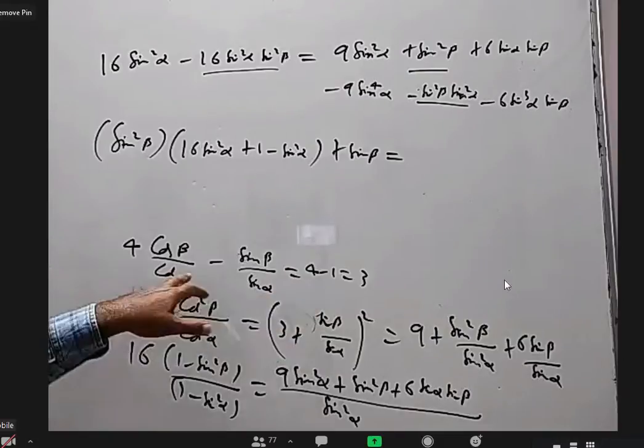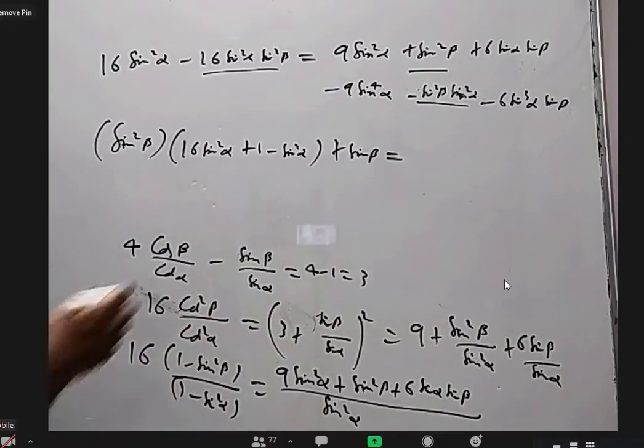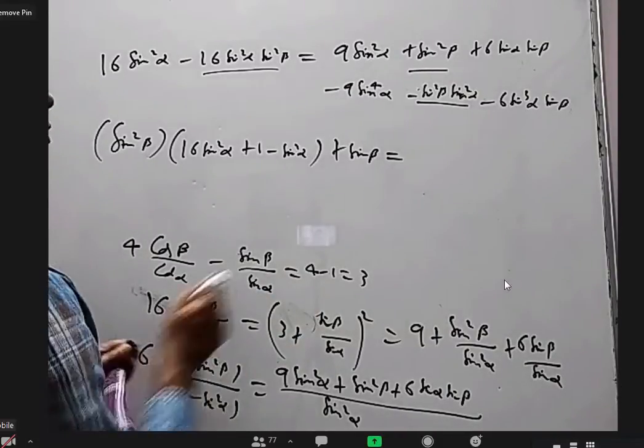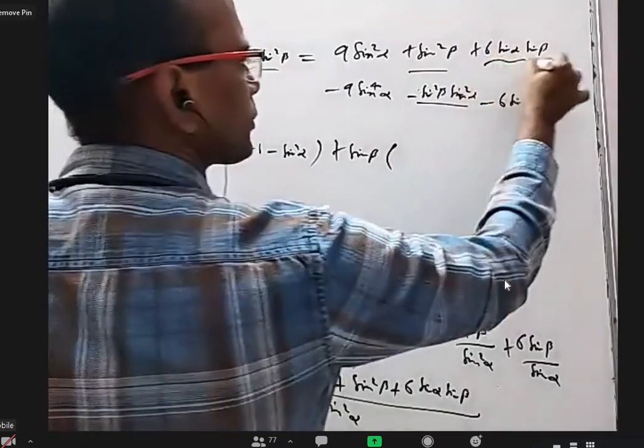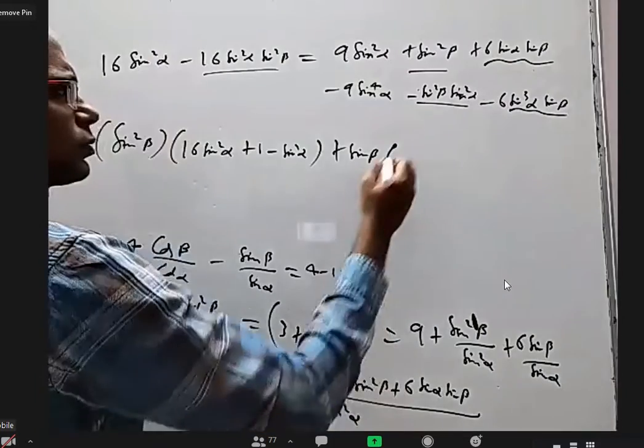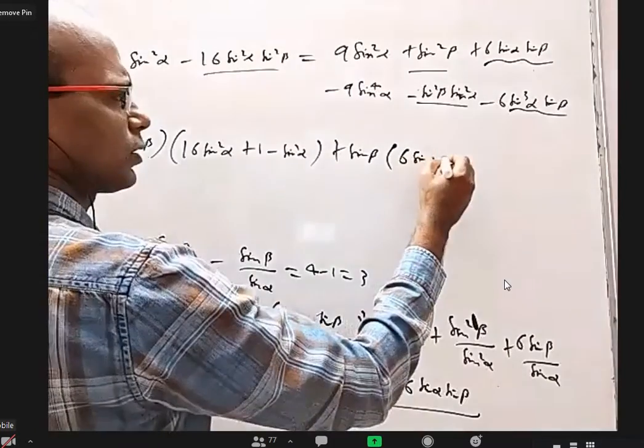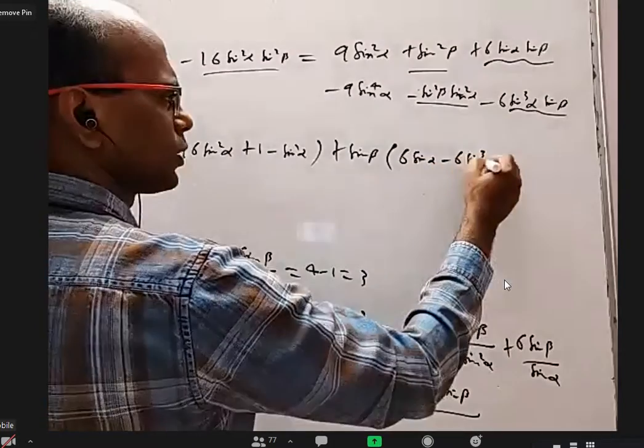Also, I may have done some other way. I'll think about it, but let me do as it is. Okay, sine beta, what is the coefficient? Sine beta is there here, only two places. So 6 sine alpha minus 6 sine cube alpha.